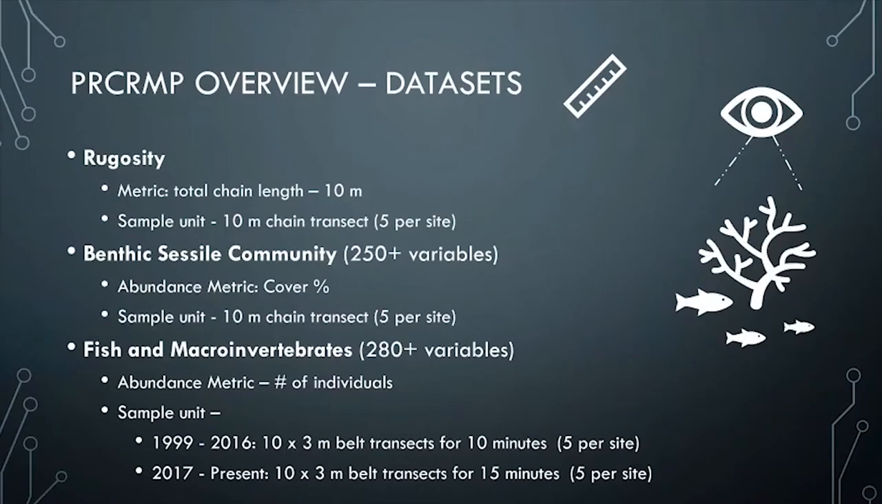The benthic sessile community is assessed in terms of cover percentage as the metric of abundance. There are also counts of octocoral colonies and disease prevalence in these benthic transects. The sample unit here is also a 10-meter chain transect, and there are 5 replicates per site. The fish and macroinvertebrate communities or assemblages are characterized in terms of density as number of individuals, and the sample units have been belt transects 10 meters long by 3 meters wide. There are also 5 transect replicates per site.